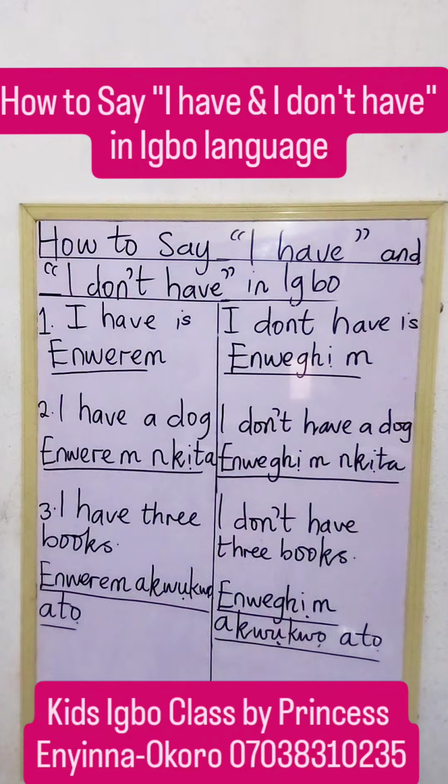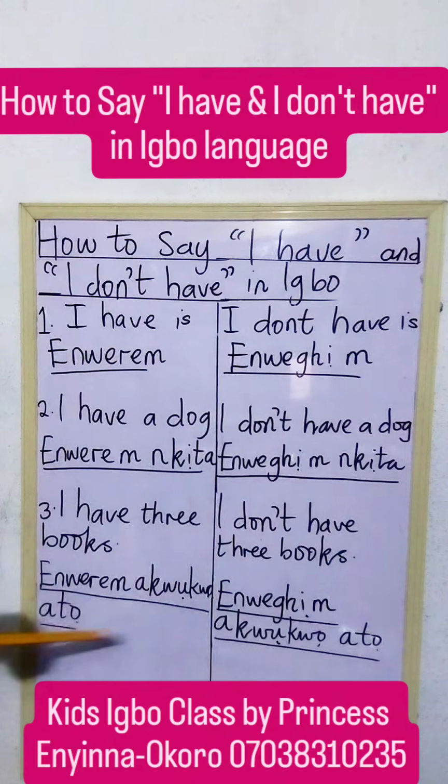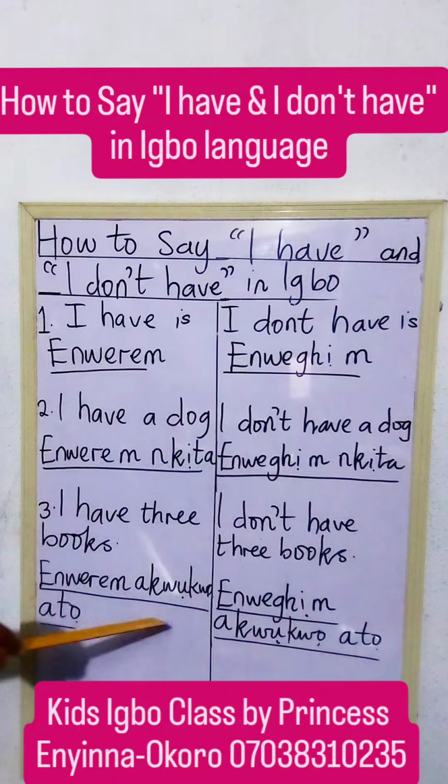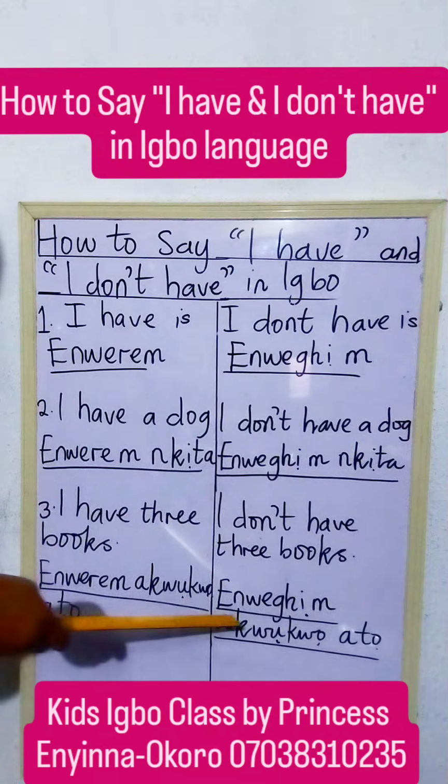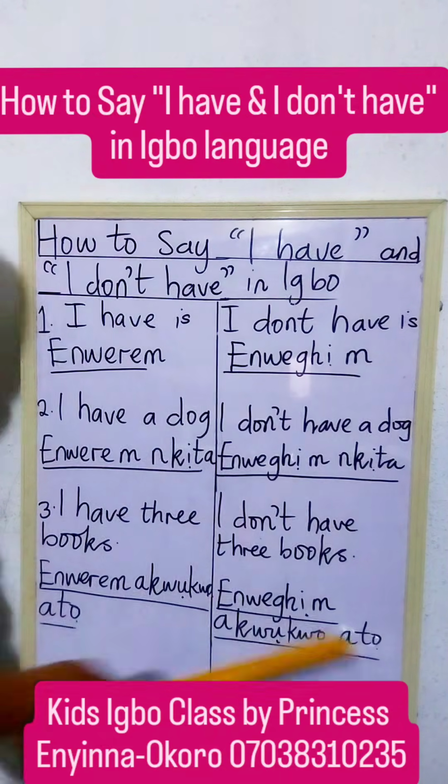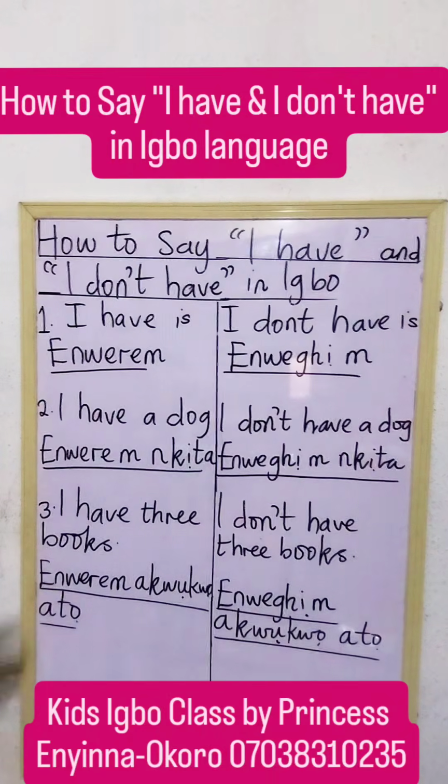That's how. Now, if I want to say I have 3 books, I say it as enwerem akwụkwọ atọ. I say it again. Enwerem akwụkwọ atọ. Now, I'm also going to ask my students how to say I don't have 3 books in Igbo. That would be Enwegim akwụkwọ atọ. Good job. Enwegim akwụkwọ atọ.